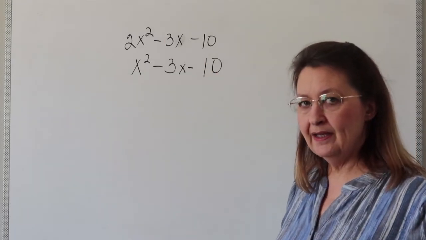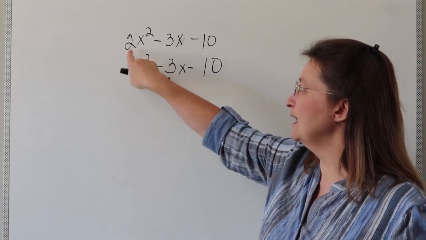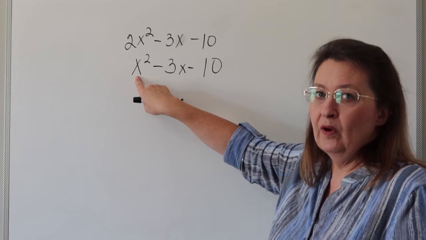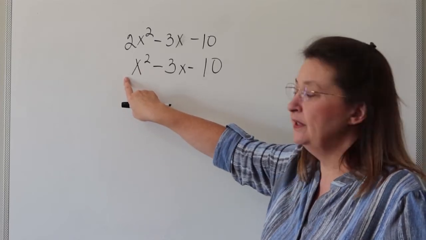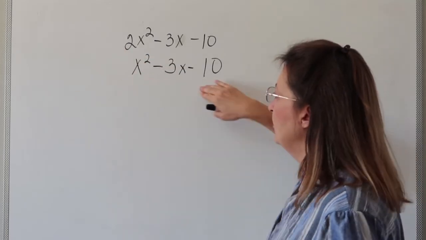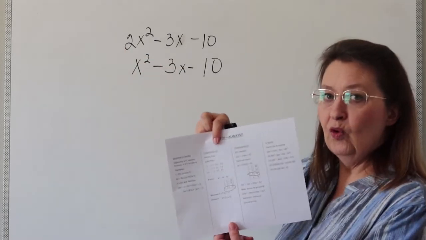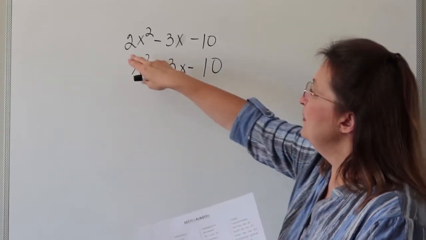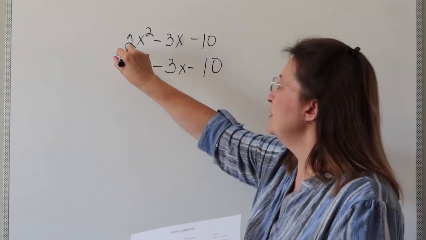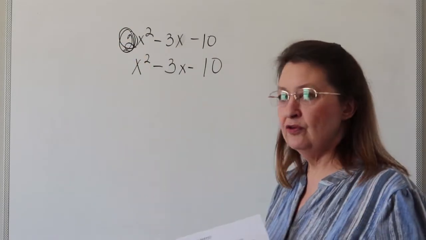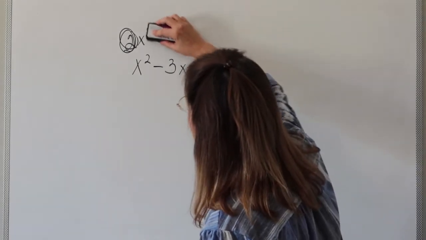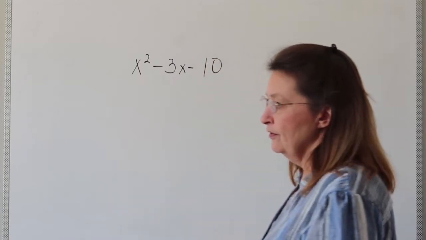A in a quadratic is the coefficient of the leading term. The coefficient of this is actually 1, even though we don't write it. The coefficient of this is 2. So this is a problem that's going to fit in column 1, which is what we're going to look at. This is the kind of problem we're going to look at in column 2, just because this number is greater than 1. Okay, so I'm going to erase this. I just wanted you to see how to tell the difference.